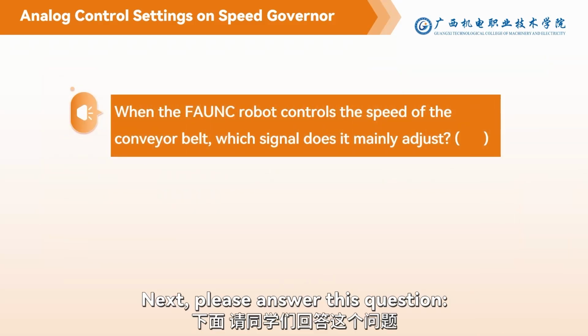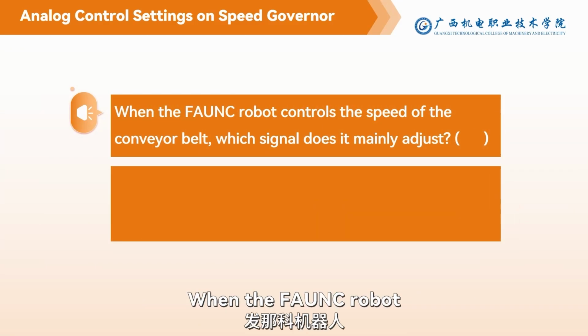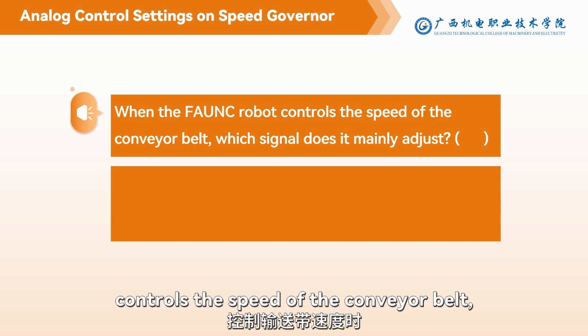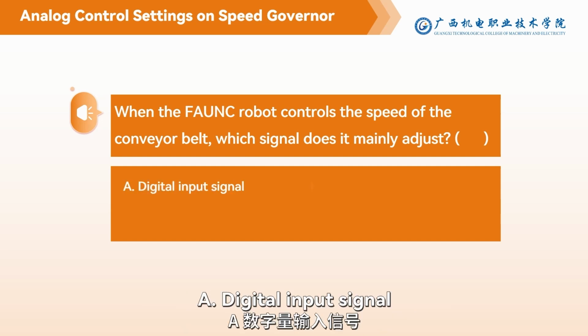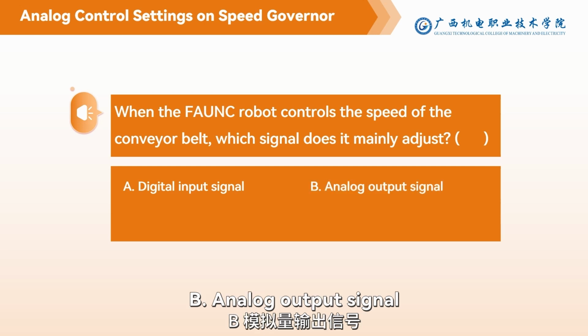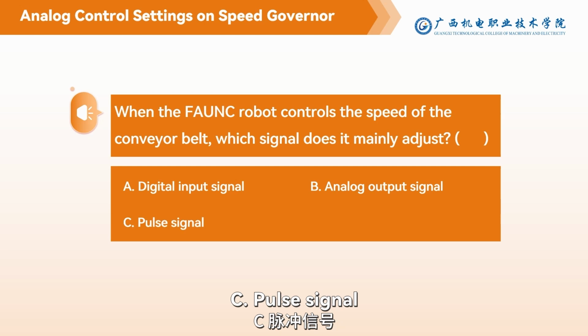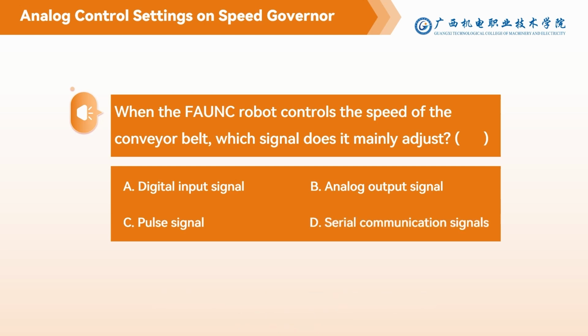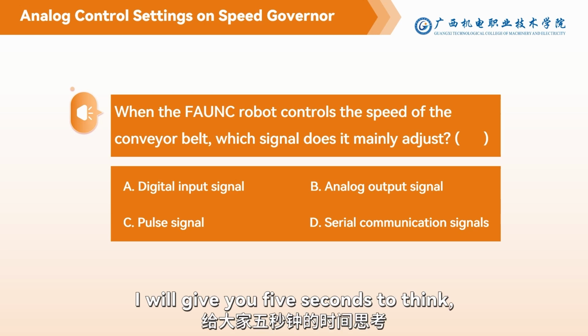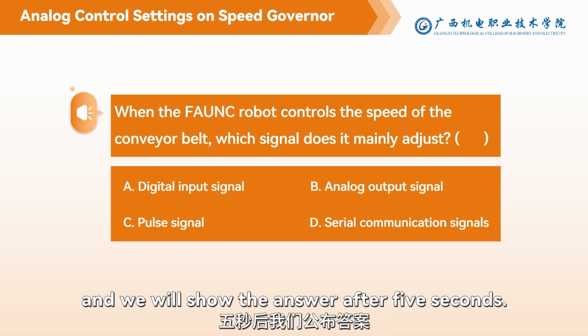Next, please answer this question. When the FANUC robot controls the speed of the conveyor belt, which signal does it mainly address? A. Digital input signal. B. Analog output signal. C. Pulse signal. D. Serial communication signal. I will give you 5 seconds to think, and we will show the answer after 5 seconds.